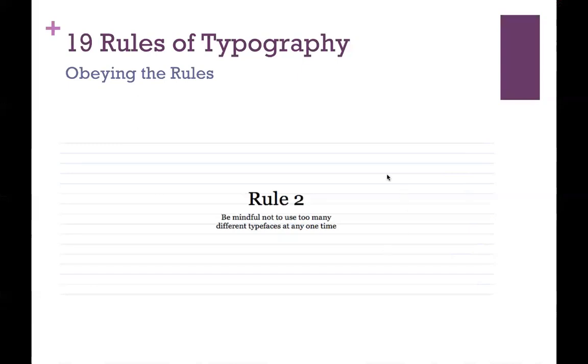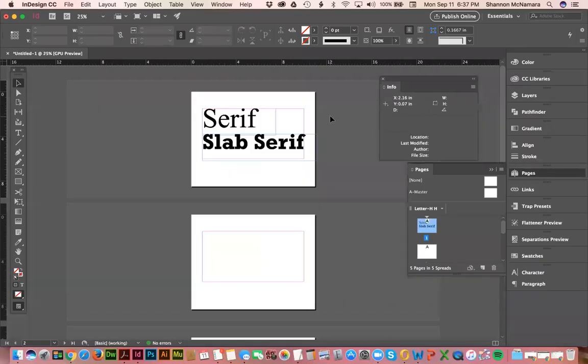Now we're getting into Shannon's rules. I have my own set of rules in my head as well. All right, rule number 3, avoid combining typefaces that are too similar in appearance. So that goes along the lines of combining 2 serif fonts or 2 sans serif fonts. You definitely wouldn't want to use, let me see.